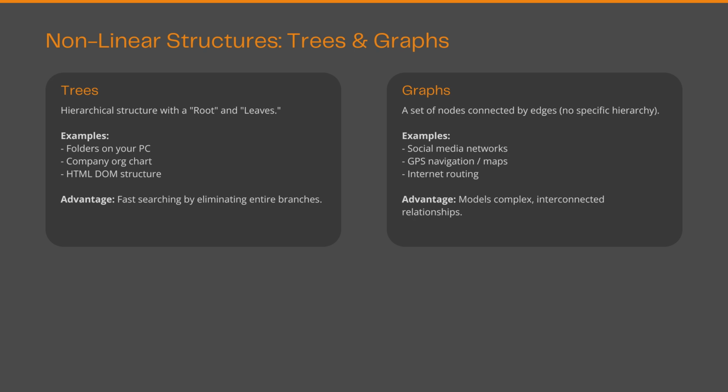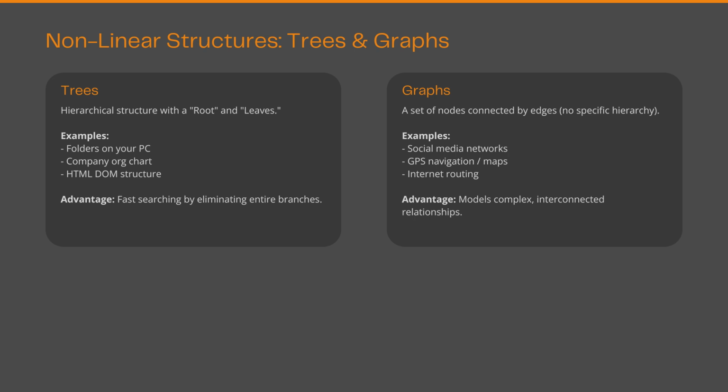This is a hierarchy. The root is at the top and it branches out. Trees allow us to search through millions of items very quickly, because we can ignore entire branches that we don't need. Finally, we have graphs. Graphs are the chaos of the data world. There is no top or bottom. Everything can connect to everything else.